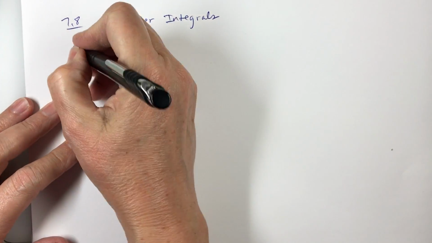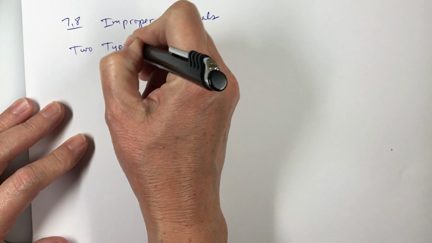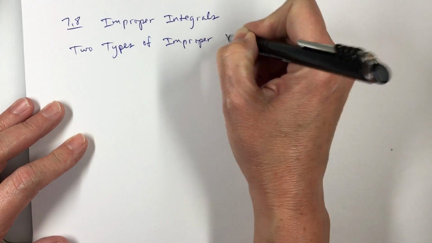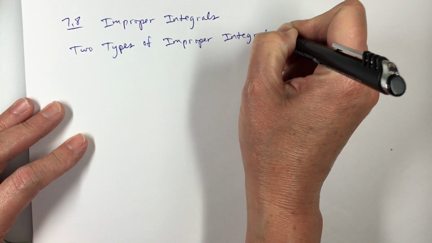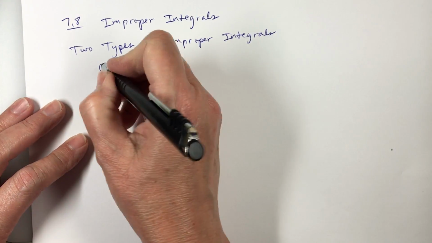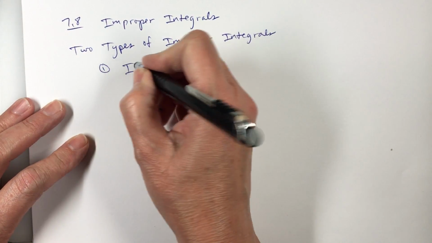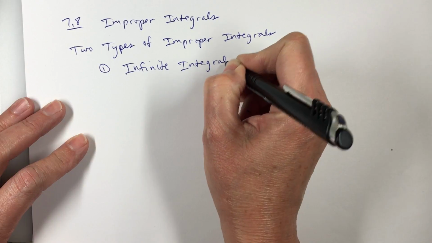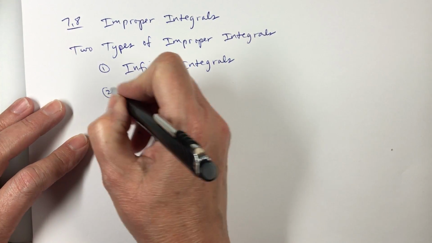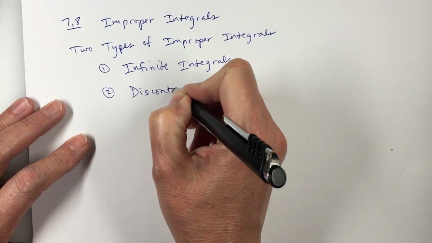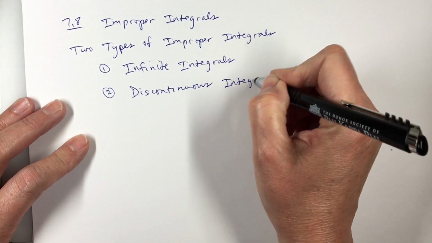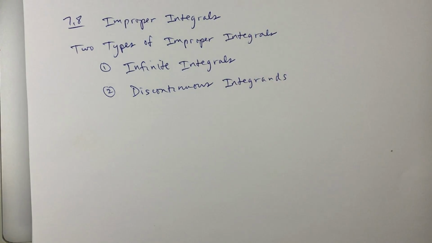Okay, there are two types of improper integrals. One type is infinite integrals, and the second type is discontinuous integrands. And I'm going to start with type 1.